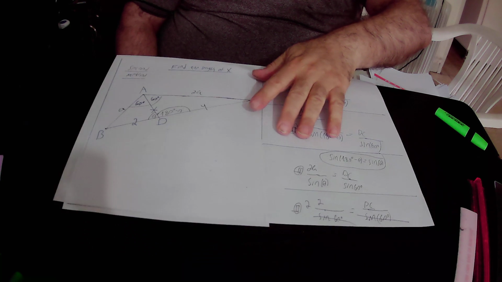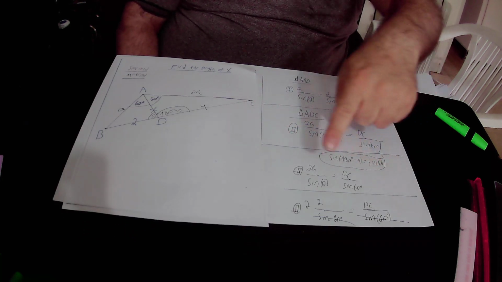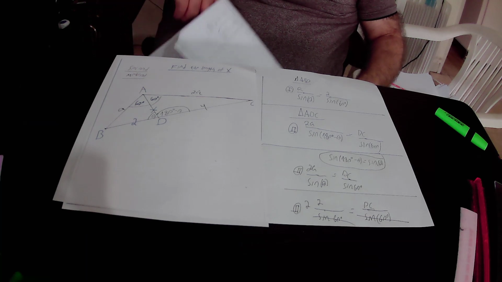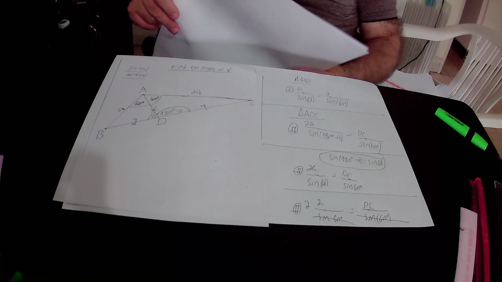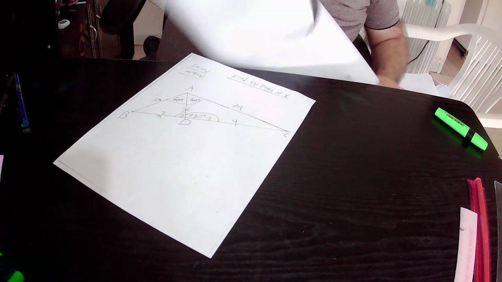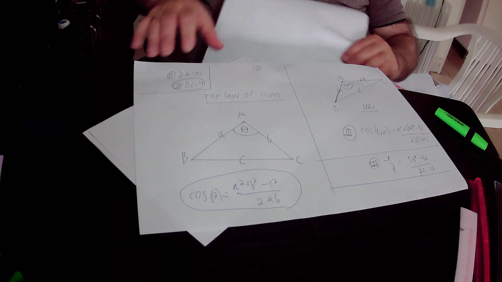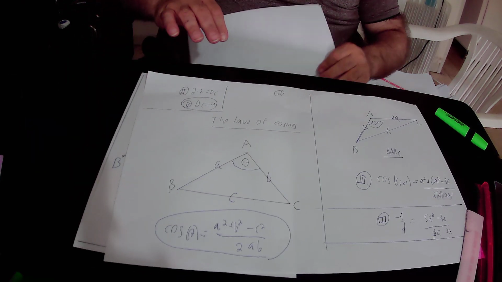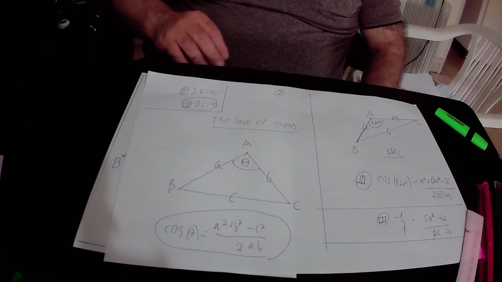We have sine 60 degrees on both sides of the equation, so sine 60 degrees will get cancelled, and we are left only with 2 times 2 equals DC, so DC equals 4. Then I presented to you the law of cosines.